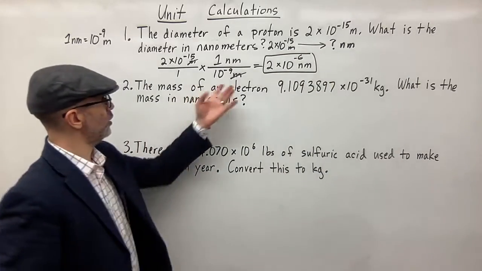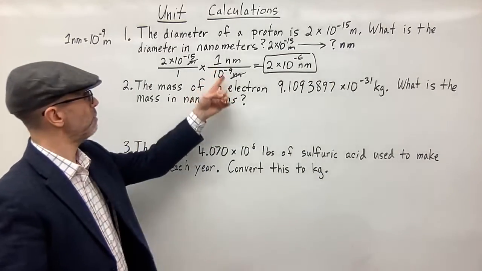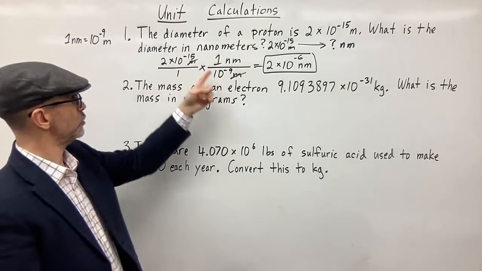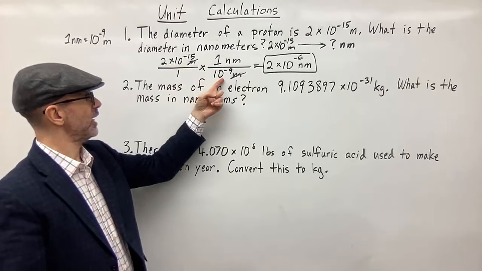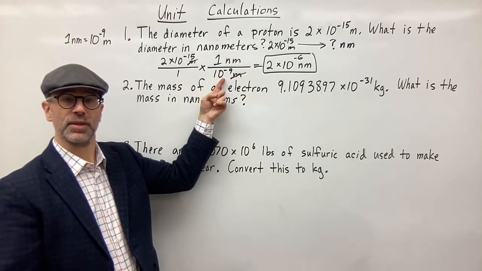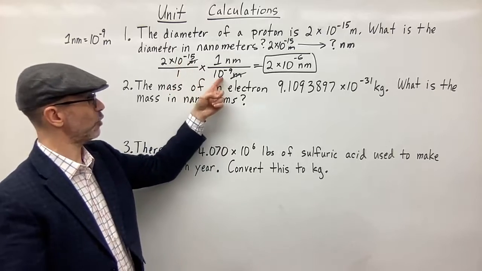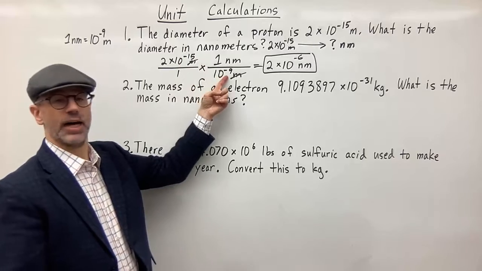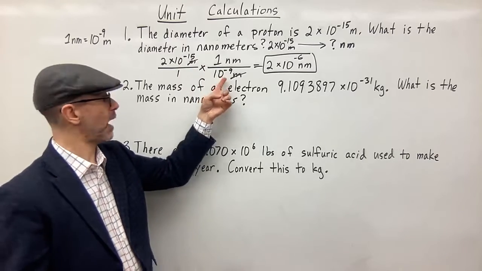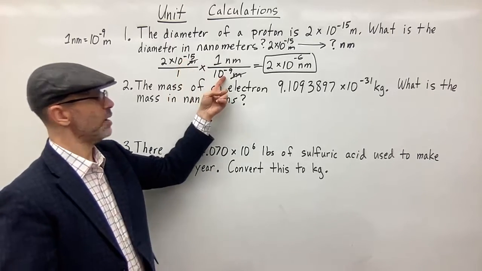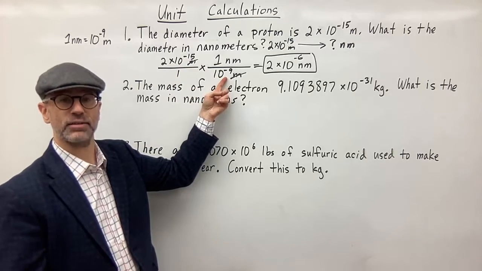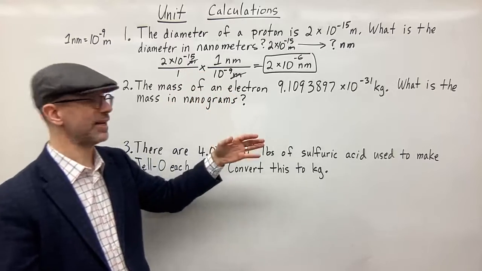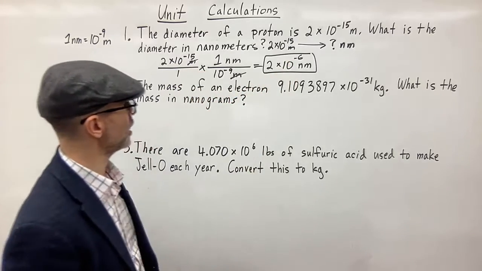And again, if you remember your rules for powers of 10, if I have 10 to the negative 15 on the top and 10 to the negative 9 on the bottom, I'm dividing these. If I divide two tens to different powers, I subtract the bottom one. So negative 15 minus negative 9, or negative 15 plus 9, gives me a negative 6 for the 10 here.